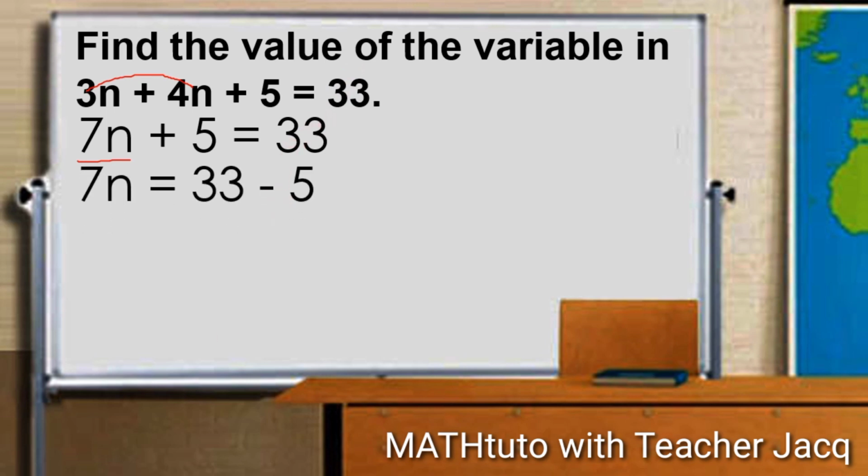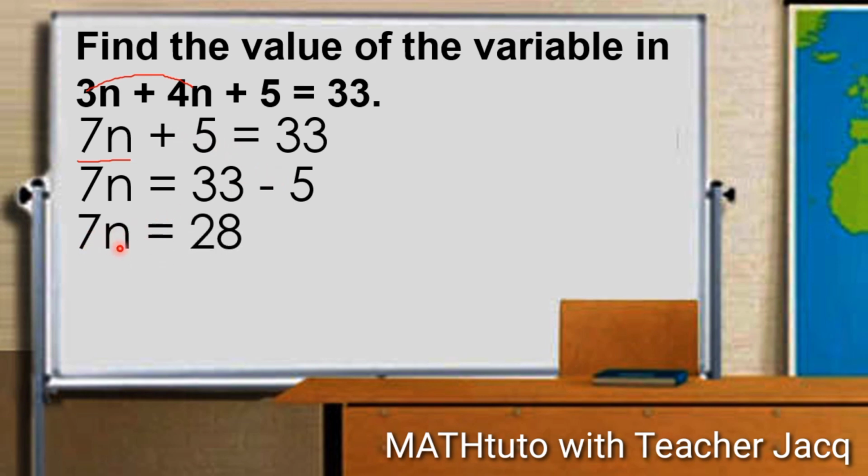Yung next na gagawin natin is si plus 5, ililipat natin sa other side. So, pag nilipat natin from plus 5, magiging siyang minus 5. So, kaya meron tayong 7n equals 33 minus 5.